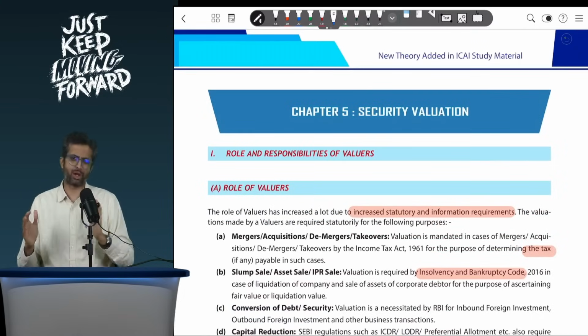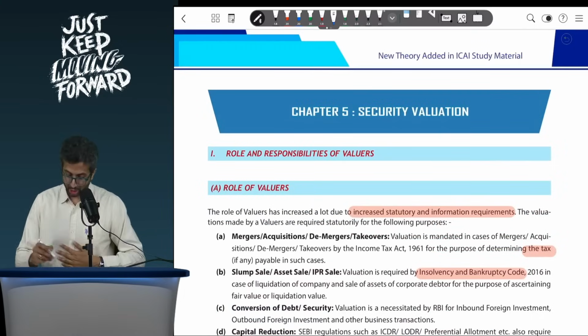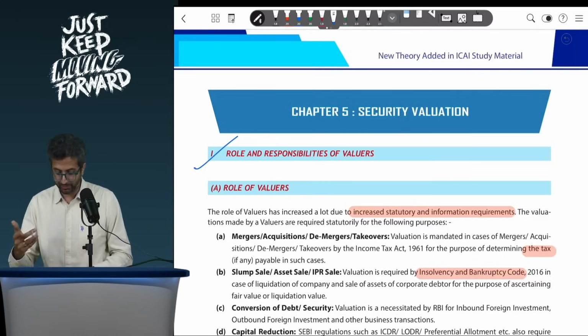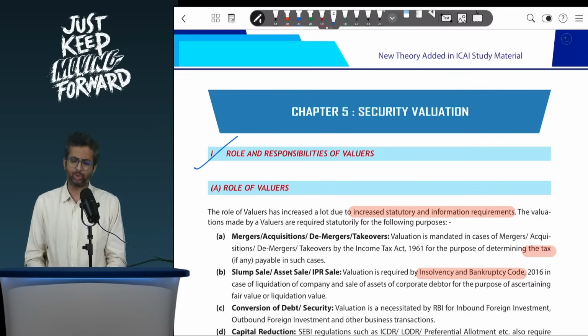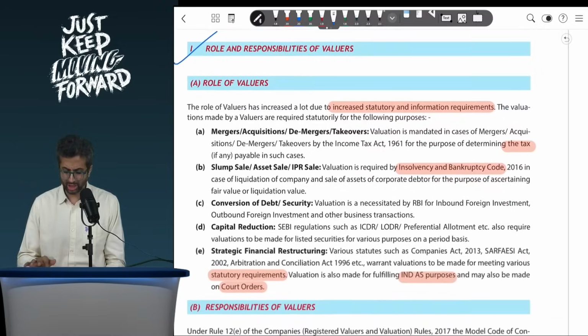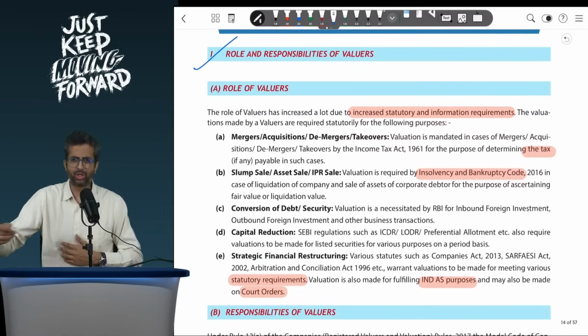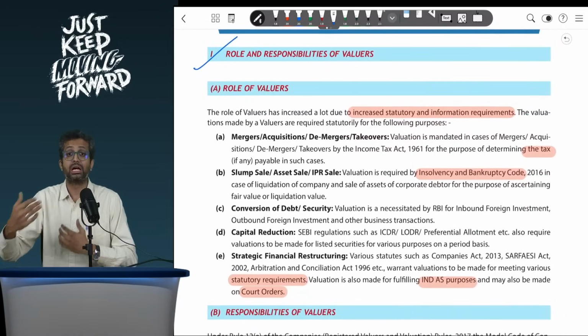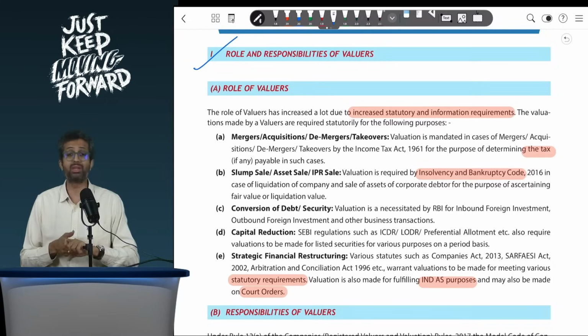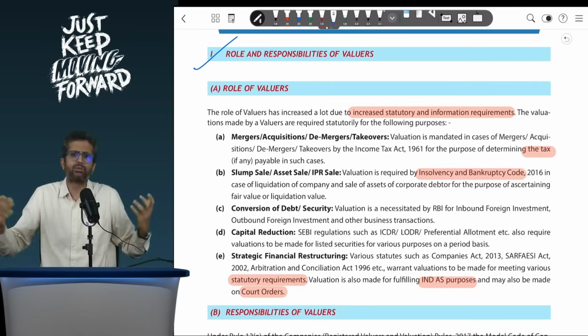Next and the last part over here is on security valuation. So when you look at security valuation, there is a role and responsibility of valuers. When we look at the role and the responsibilities, what are registered valuers? Their responsibility is largely for the purpose of legal regulations and compliances, maybe under FEMA, maybe under RBI, maybe under the respective laws wherever it is required.